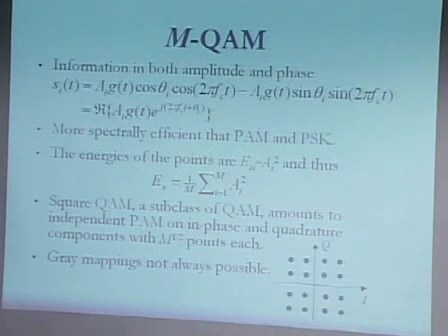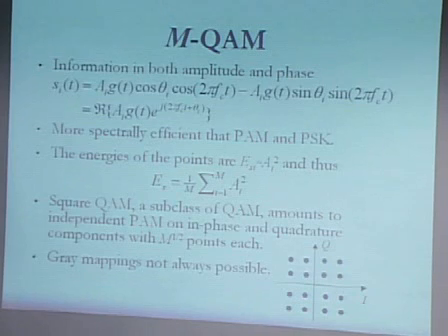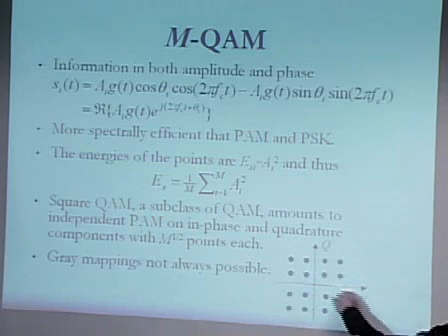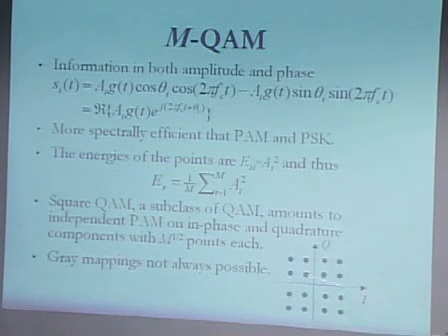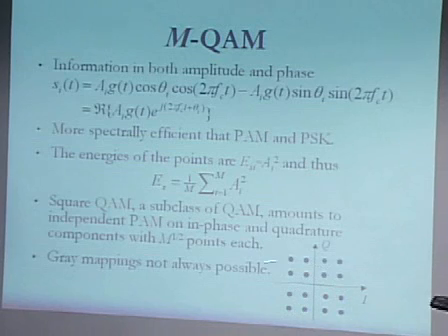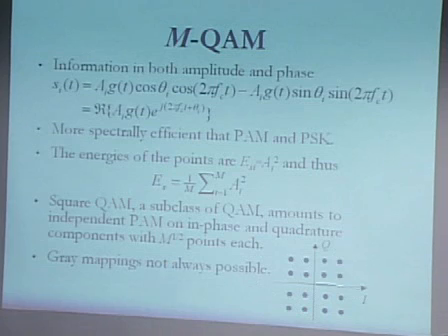And the most common subclass of QAM is square QAM, which amounts to independent PAMs on quadrature. So, for example, this would be an example. You have a PAM with 4 points on the in-phase axis, and another one on the quadrature axis. You multiply them out, and you get 16 points. Okay, so this has interesting properties because of this sort of symmetry, which we're going to be exploiting later today to derive some of its performance.